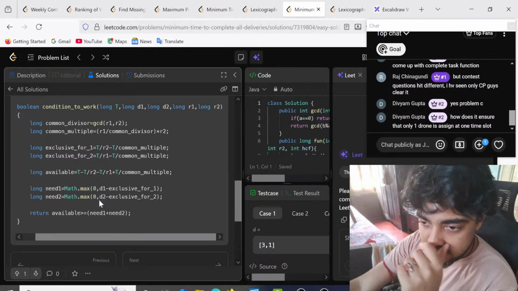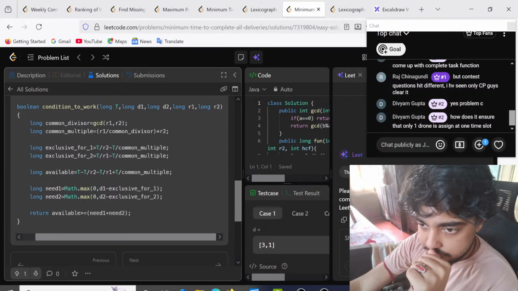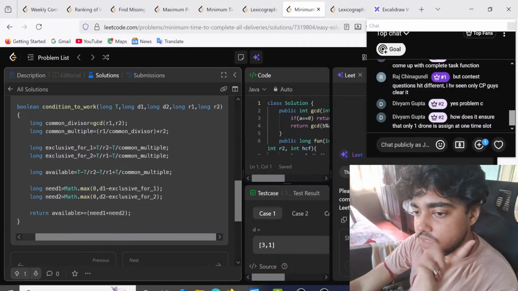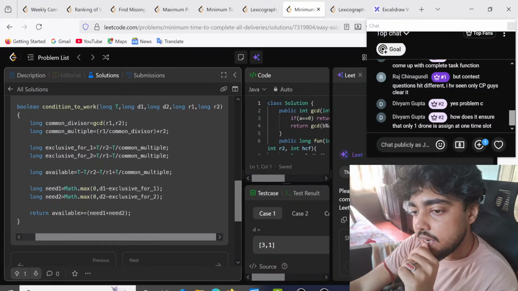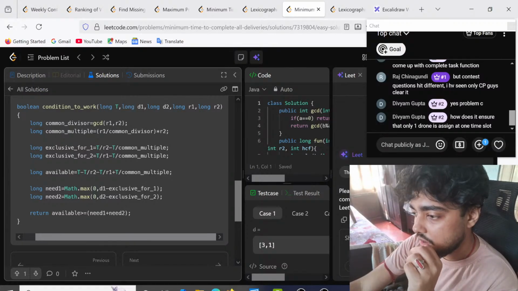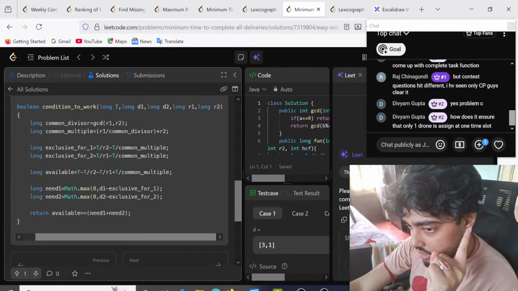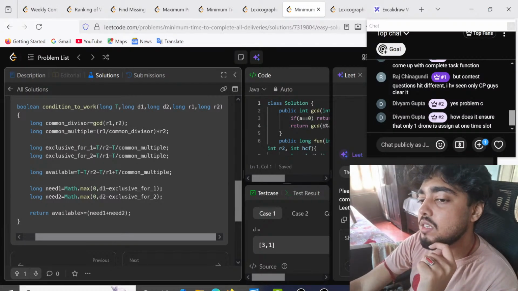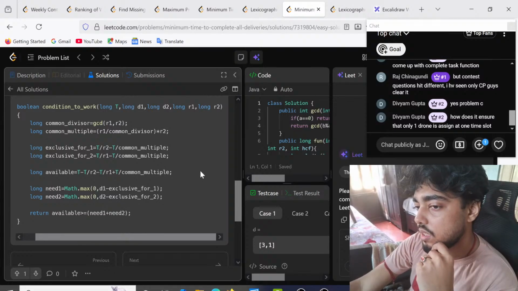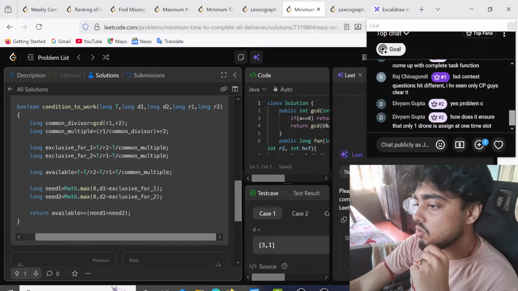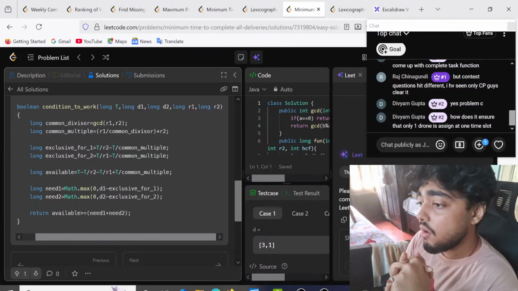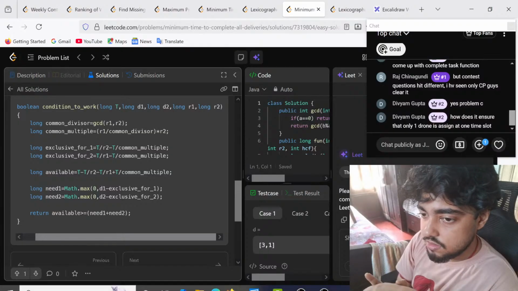See, how would I make you understand this? Let's consider what is need1. Need1 is D1 minus exclusive for 1. That is D1, the number of deliveries that the first rune needs to do, minus the slots that are exclusive for 2. Because the slots that are exclusive for 2, I won't be allowing this. Sorry, I messed it up. I will be allowing this to do that. You're getting it?